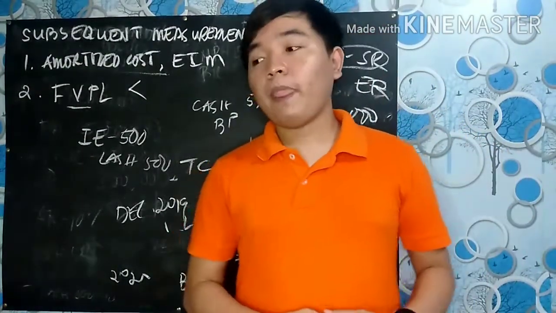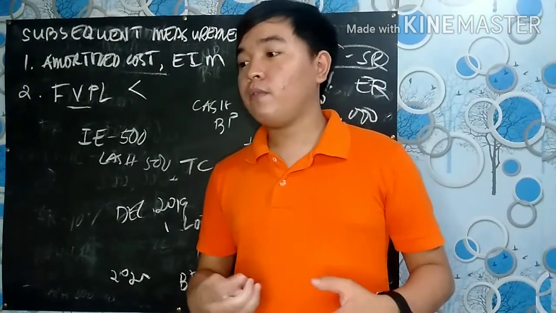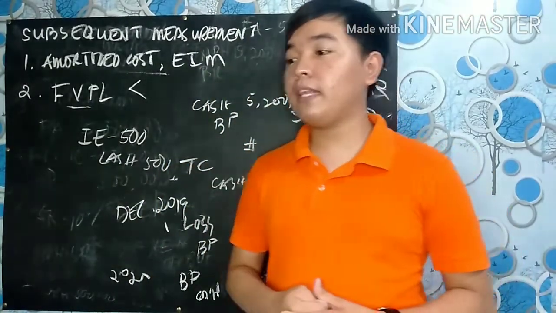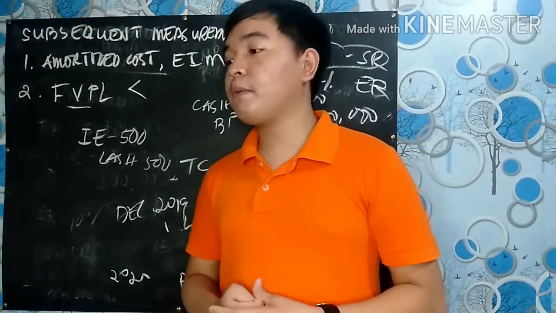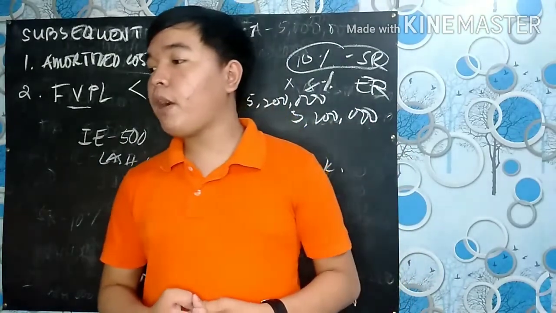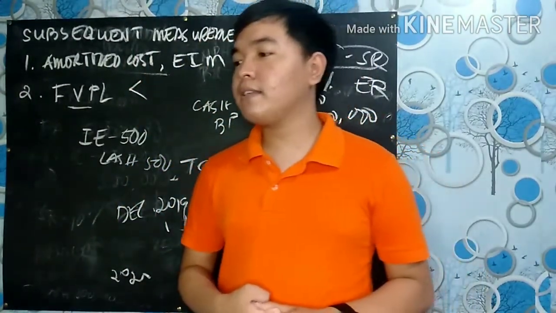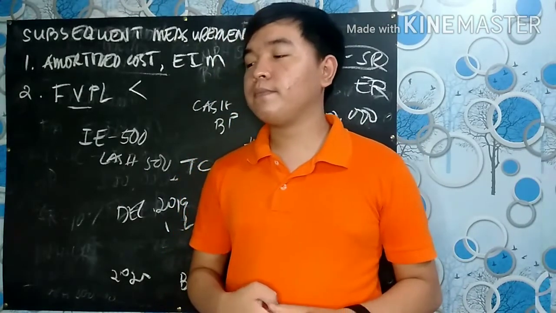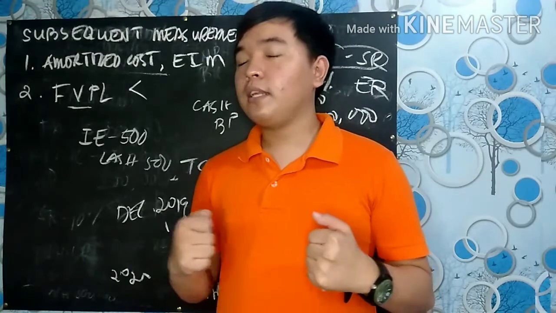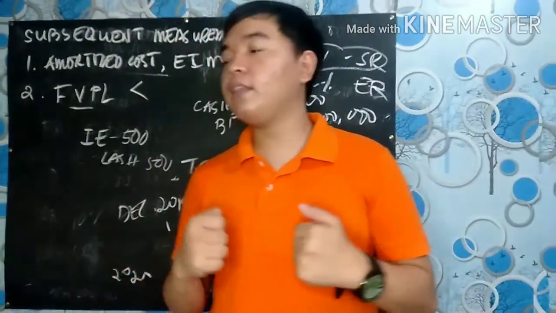Number 7, an amortized debt discount should be reported as, what is your answer? Letter A, direct deduction from the face amount of the debt. Letter B, direct deduction from the present value of the debt. Letter C, deferred charge. Letter D, part of the bond issue costs. So the unamortized debt discount should be reported as, the answer is letter B, direct deduction from the present value.